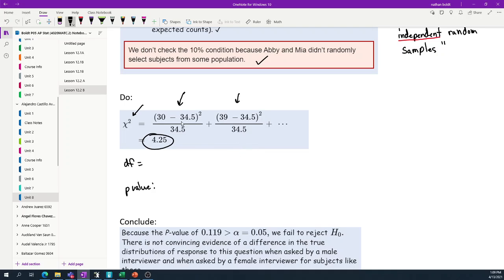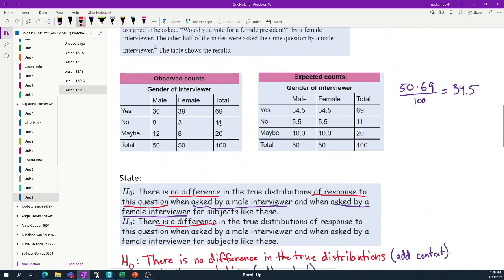Where the heck do those numbers come from? It's the observed minus the expected. Observed minus the expected divided by the expected. So you'd go up to your tables. You'd take the observed 30 minus the expected 34.5 divided by 34.5.